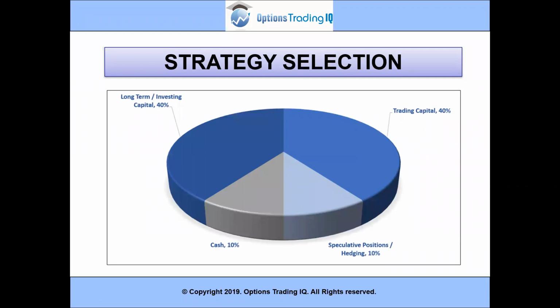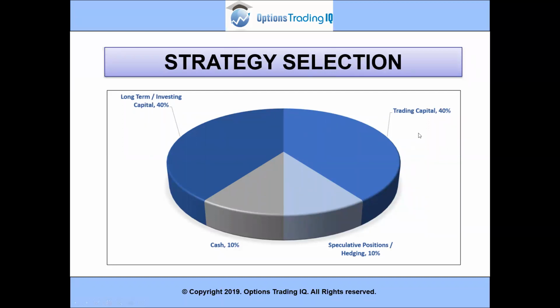So in terms of strategy selection, this is how I break up my positions. 40% into long-term or investing capital. Those are long-term positions that I want to have in some of the Dow stocks, dividend stocks, positions that I want to hold for a long time. So we're talking about things like wheel trades, if you know what a wheel trade is, and poor man's covered calls, also known as a leap diagonal or a long-term diagonal trade.